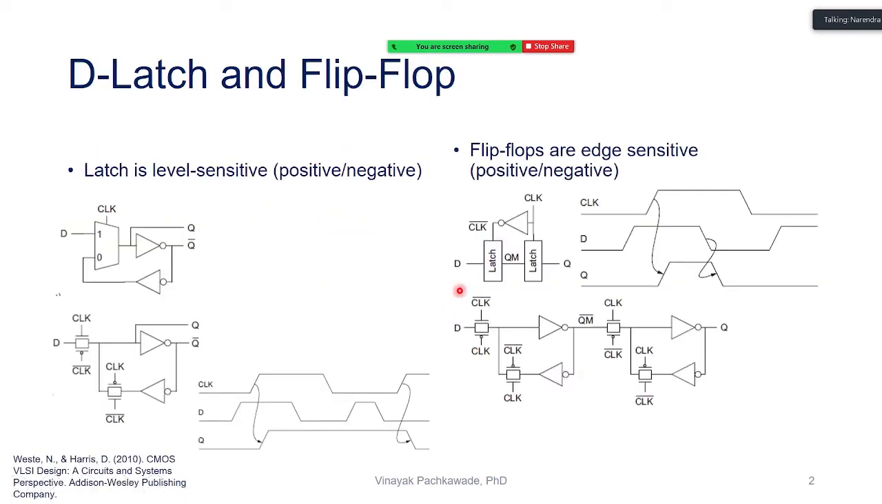Sir, why is the D-latch level sensitive and the flip-flop edge sensitive? Okay, that's another good question. Why is it level sensitive and why is it edge sensitive? Based on the way we have constructed them, accordingly they operate like this. Here you have two transmission gates, and we have used the clock and clock bar, and here also we have used clock and clock bar. But the way we position them in the circuit determines whether the circuit reacts to the positive or negative level or the positive or negative edge.